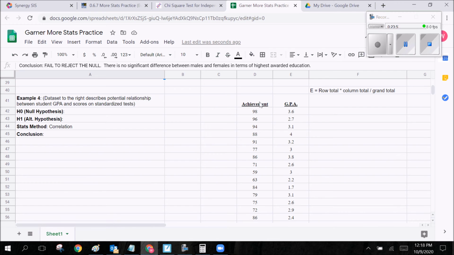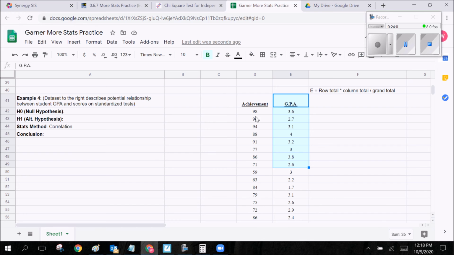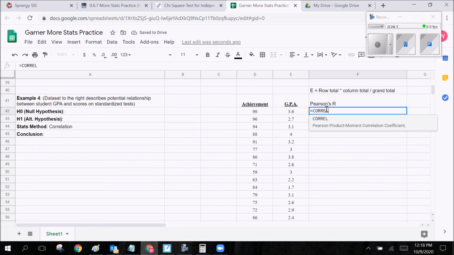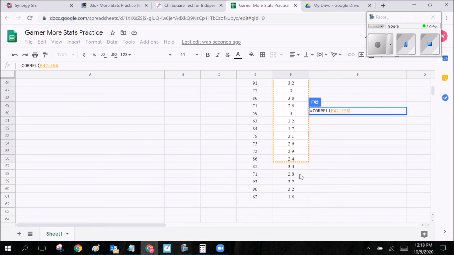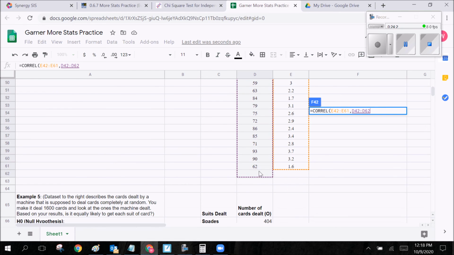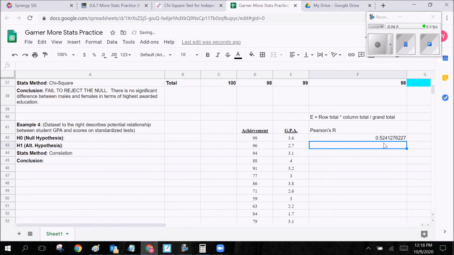Example 4. We're again looking at two different countable variables within the same group. We are not told that these are different groups, so therefore it is a correlation. Okay, so we're going to go ahead and do our good old Pearson's R correlation coefficient. So equals CORREL, just like we did before. Grab all my data, make sure I grab it all. Might have to scroll down while you're clicking and dragging. Okay. Gives me that. Oof. All right, 0.5. It's pretty lukewarm.